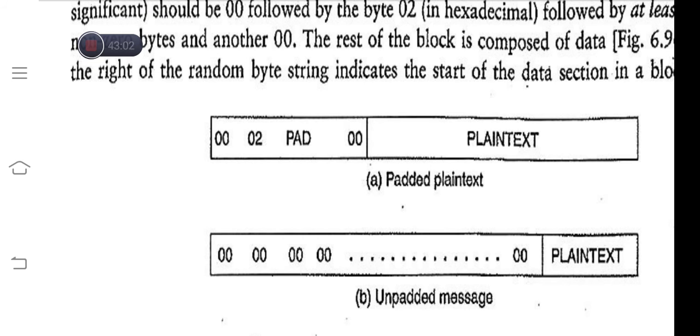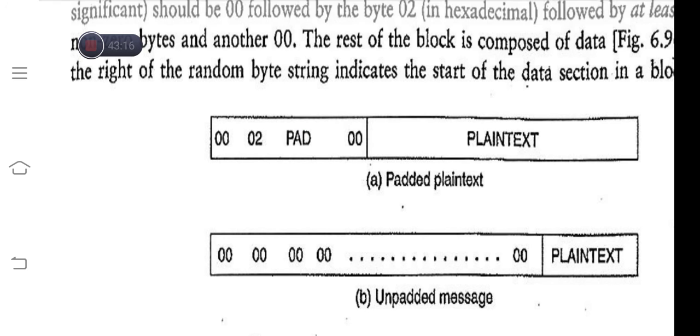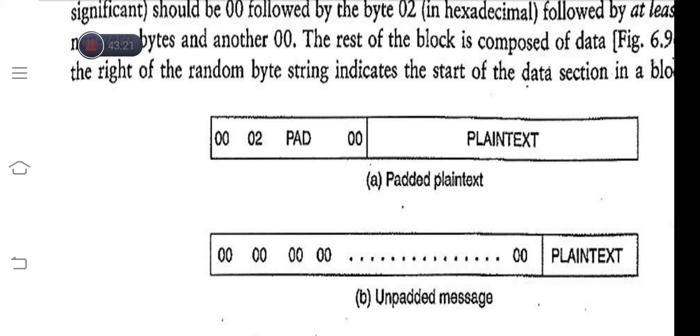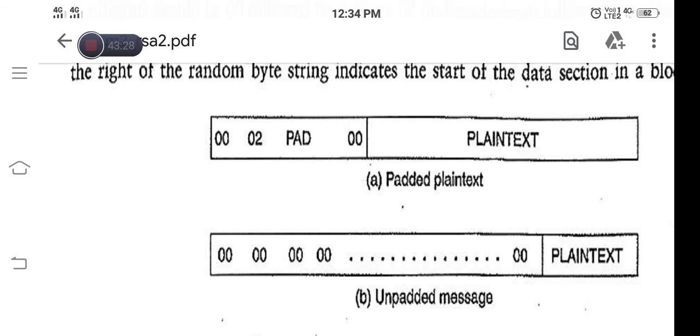Okay, then we have the byte 02, then the pad value, which contains at least 8 non-zero random byte values. Okay, and this pad is followed by again 0 bytes. This 02 value is again a hexadecimal representation. And after 00, it is followed by the plain text.